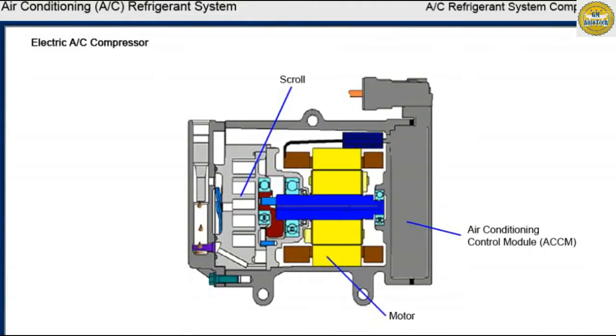This electrically powered scroll compressor is used on hybrid and electric vehicles to maintain cabin comfort. The basic integral parts of the variable speed electric compressor are a compressor mechanism, a motor, and an electric circuit referred to as the Air Conditioning Control Module, or ACCM.